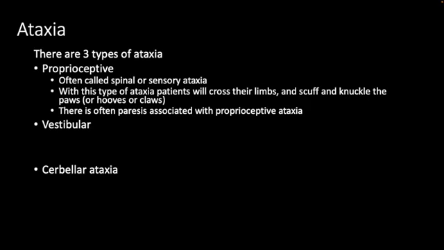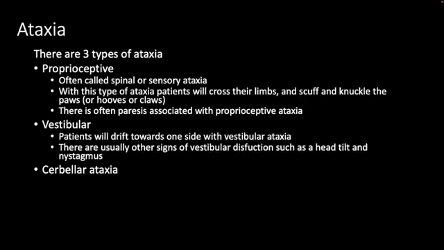The second most common type of ataxia is vestibular ataxia. Since vestibular disease is generally lateralized, patients will drift towards the side of the lesion with vestibular ataxia, often trying to lean against the wall as they walk. There are usually other signs of vestibular dysfunction with vestibular ataxia, such as a head tilt and pathologic nystagmus.